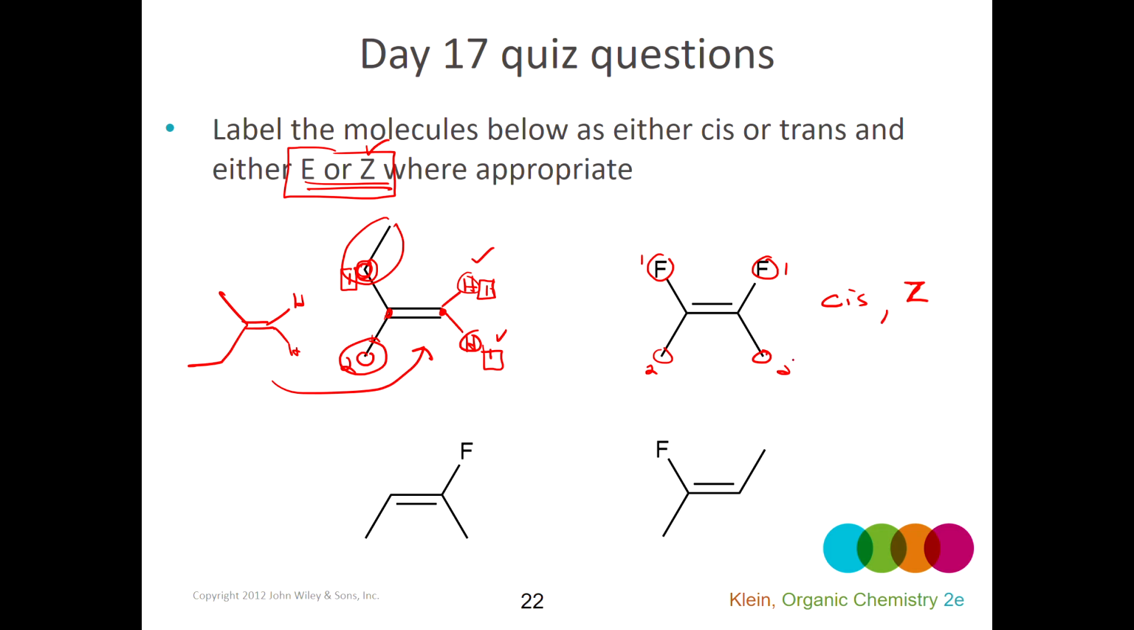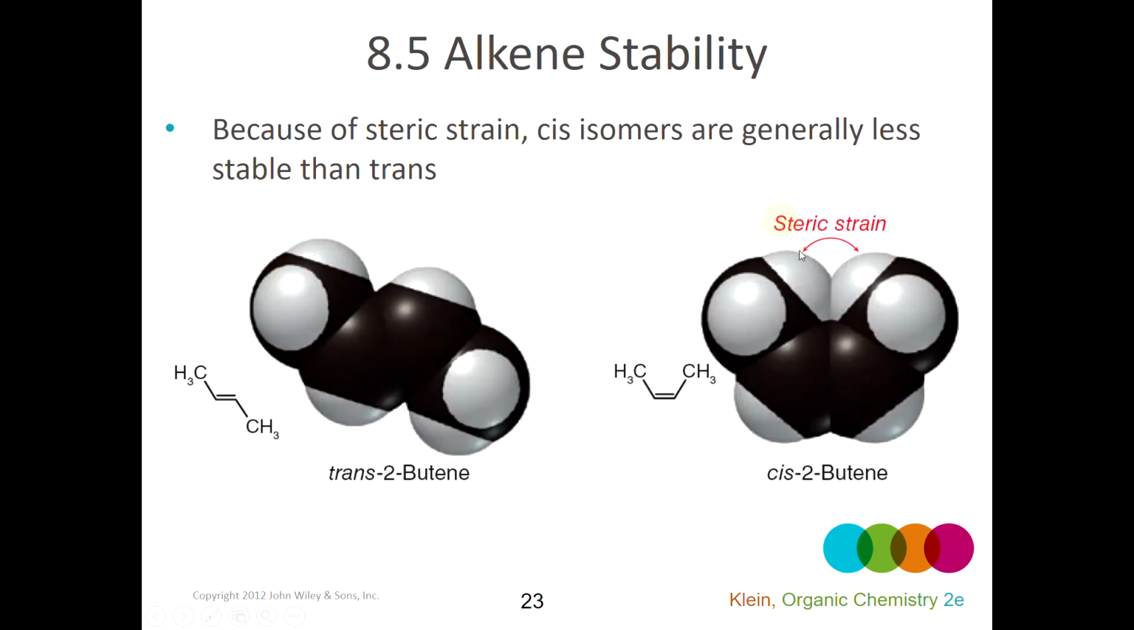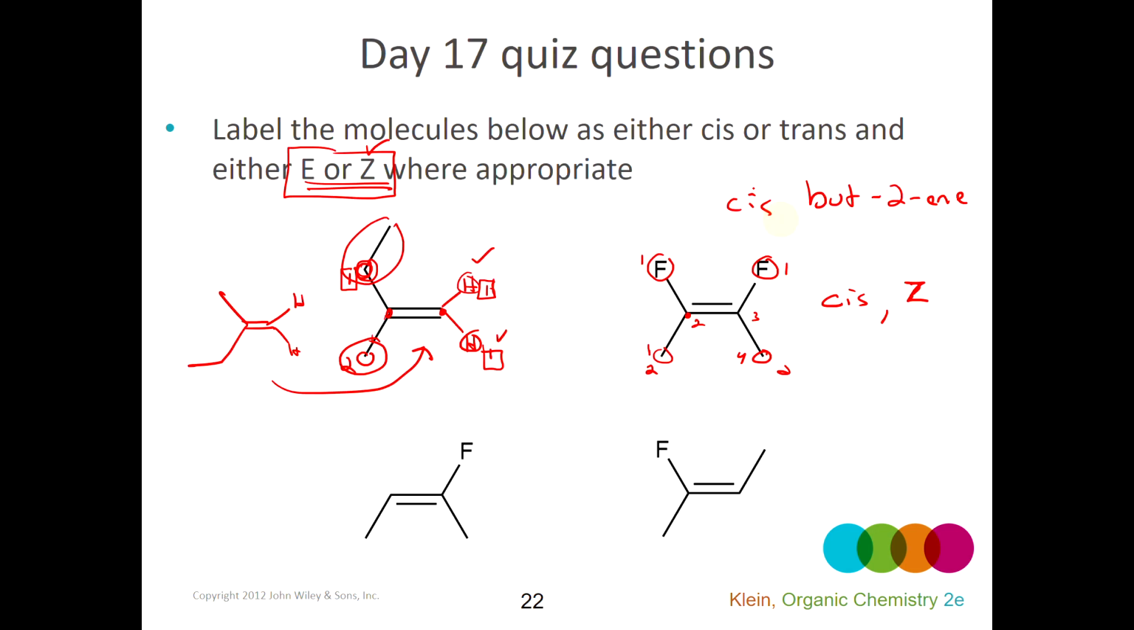So if I were naming this structure, what would its name be? Well, I would have one, two, three, four total carbons, so it'd be but-. The double bond starts on carbon 2, so it'd be but-2-ene. And I could call it cis-2-butene, or I could call it Z. I would put that in parentheses either way. So you can name that either way. Oh, Kristen offered a nice way to remember E versus Z.